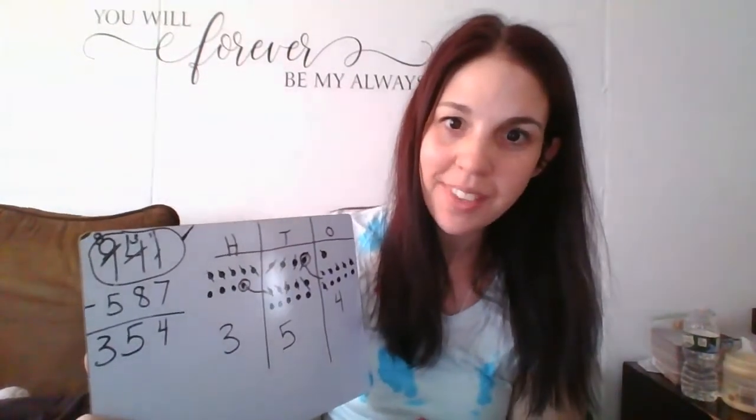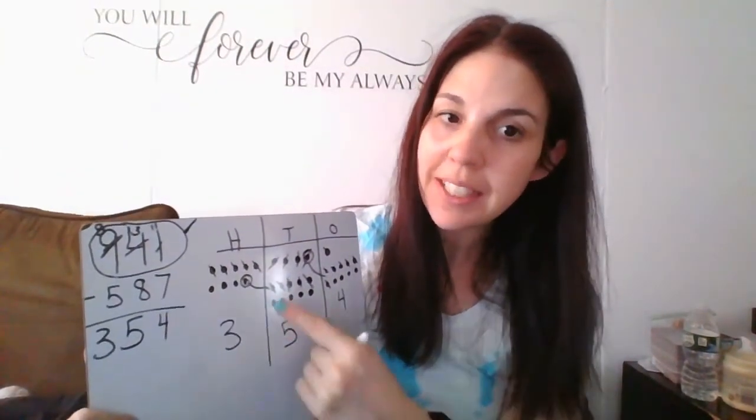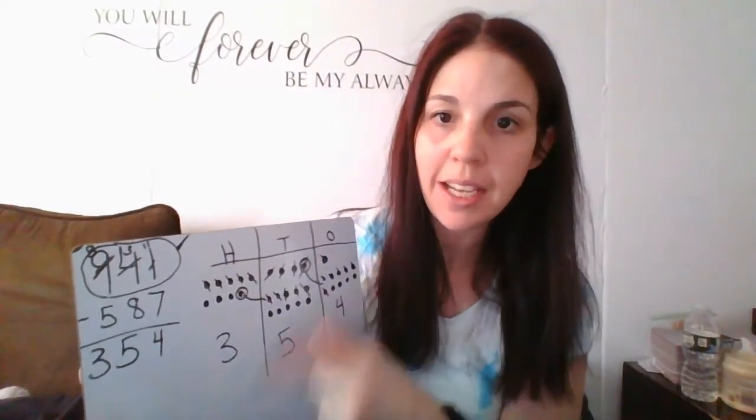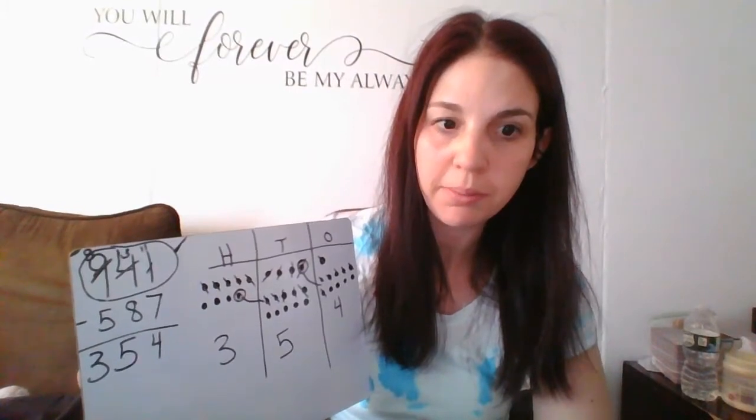Now I have 1, 2, 3, 4, 5, 6, 7, 8 hundreds. I have 8 hundreds, and I'm going to take away 5. 1, 2, 3, 4, 5. How many are left? 1, 2, 3. Okay. Three-digit subtraction has a few steps. I'm going to show you the same strategy again with a new problem.